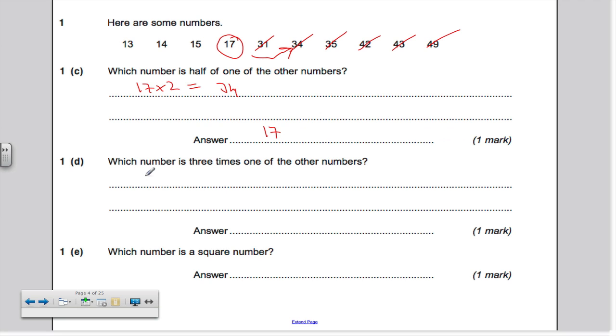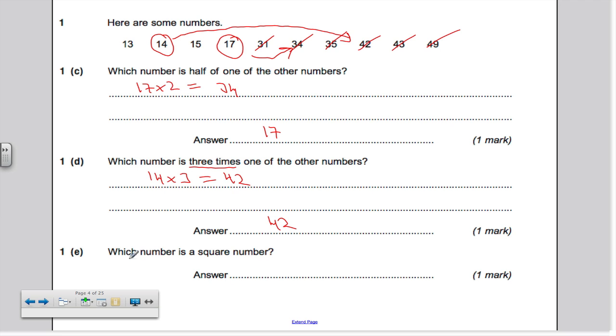So there's your mark. Which number is 3 times one of the other numbers? Let's look closely at these. 14. What's 14 times 3? Let's just have a look at 14 times 3. Well, that gives us 42. 14 times 3 is 42. That means that 42 is 3 times one of the other numbers. So that works for us.